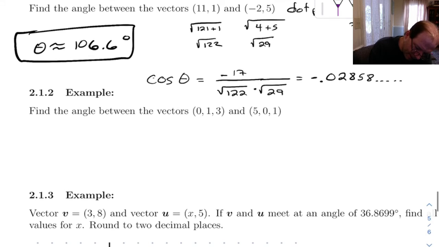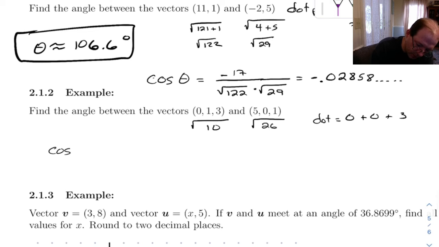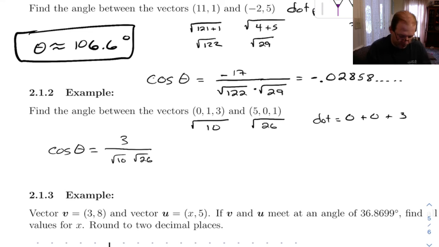All right, let's do another one. Find the angle between these two vectors. All right, so the dot product of these guys is going to be 0 plus 0 plus 3. And the length of this is going to be, the squares here are 0, 1, and 9. So that thing is square root of 10 length, and this one has a length of square root of 26. So cosine theta is going to be 3 over root 10 times root 26. So 3 divided by root 10 root 26.